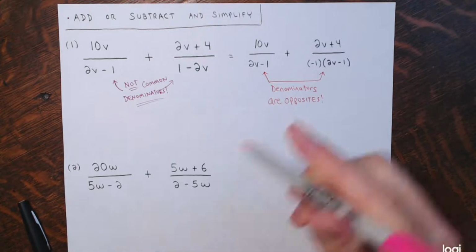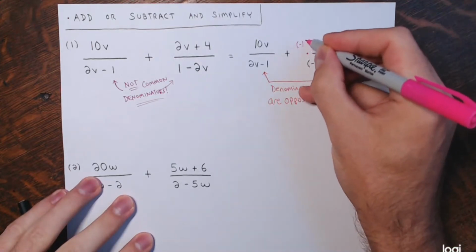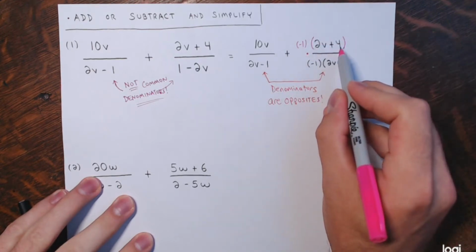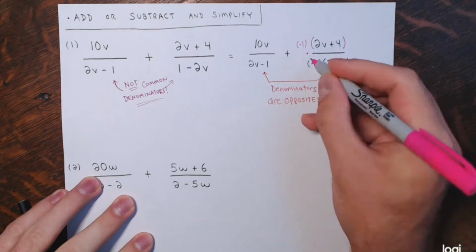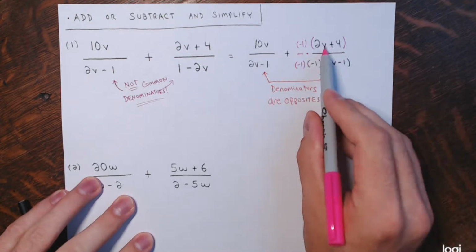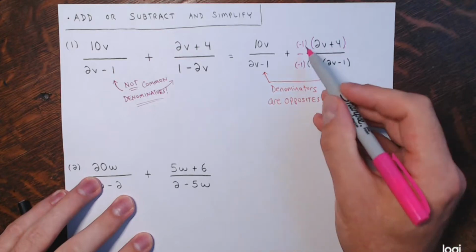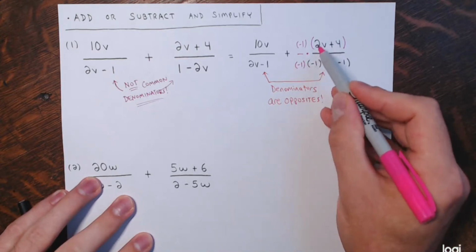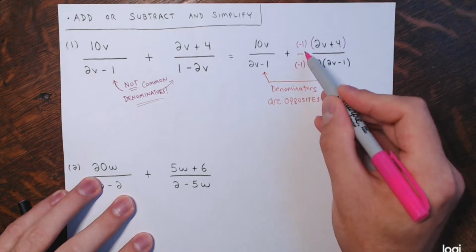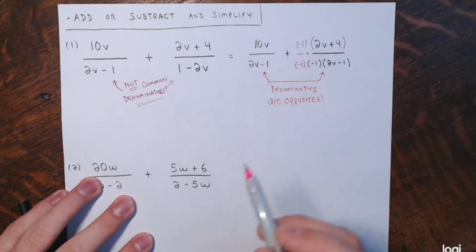is to take one of the fractions and multiply the numerator by negative 1, right, the whole numerator. So I'm multiplying 2v plus 4, that whole thing, by negative 1, and multiplying the denominator by negative 1 as well, right? You can't just multiply the numerator of a fraction by a number and not the denominator, because that'll change the value entirely. You must multiply both the numerator and denominator by the same number in order to make it like you're multiplying by positive 1, right? Negative 1 divided by negative 1 is positive 1. So that won't change the value of the fraction.